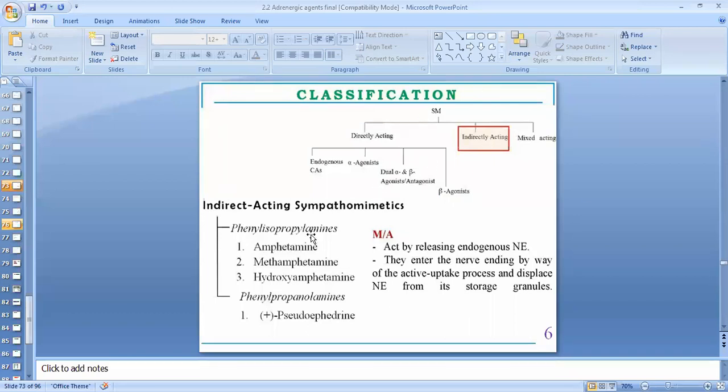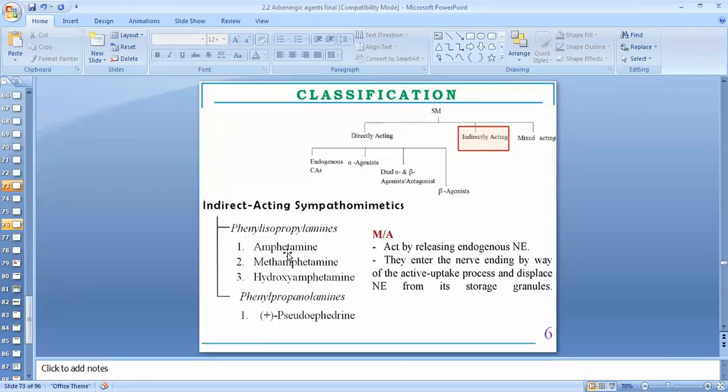Which are they? Phenylisopropylamines. Phenylisopropylamine is the ring present in the indirectly acting sympathomimetic drugs, and the examples of those drugs are amphetamine, methamphetamine and hydroxyamphetamine. All three of these drugs are there for your syllabus. They are going to have their mechanism of action by releasing endogenous norepinephrine. See, these drug molecules do not act directly, without binding directly to the receptor, they are acting indirectly.